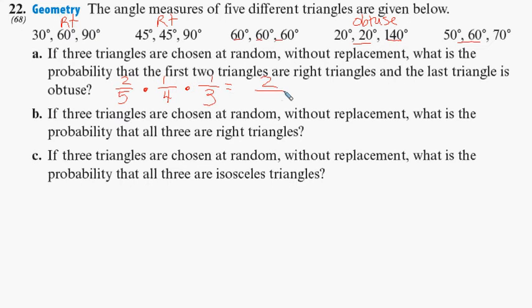We multiply 2 as the numerator, and then the denominator is going to be 60. So that reduces to 1/30. So that's our probability for A.